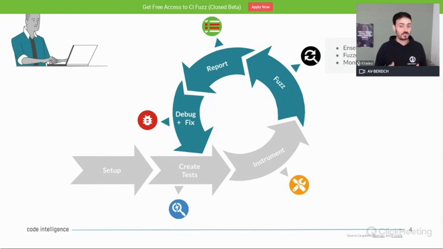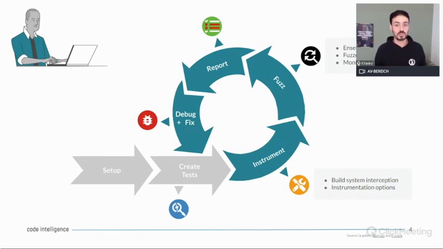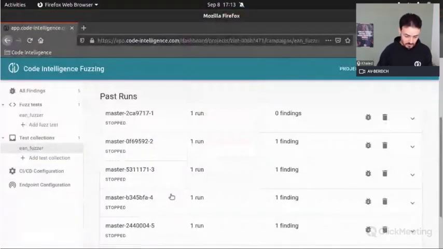And this has two advantages. First, you don't have to touch your original build system. You can use it unchanged. And second, you don't have to be aware of the options that are needed for each fuzzing engine. So you don't need to be a fuzzing expert in order to use fuzzing. And I'll show here how this looks in CI Fuzz.